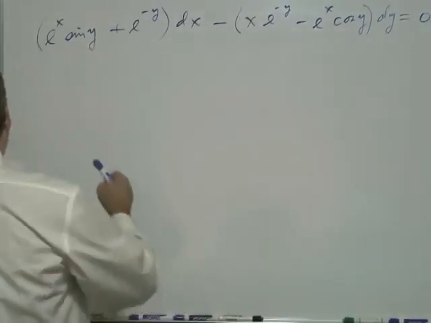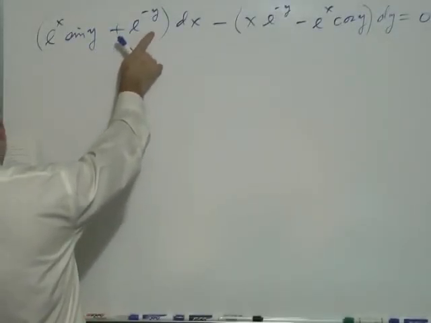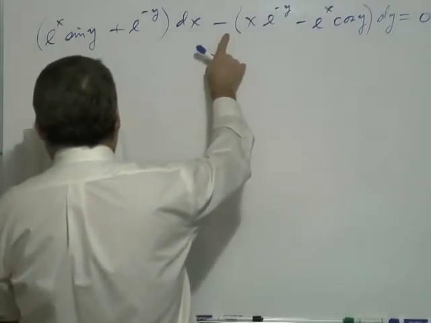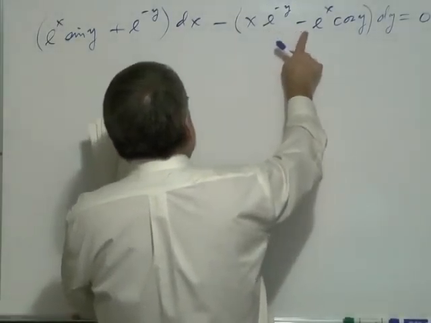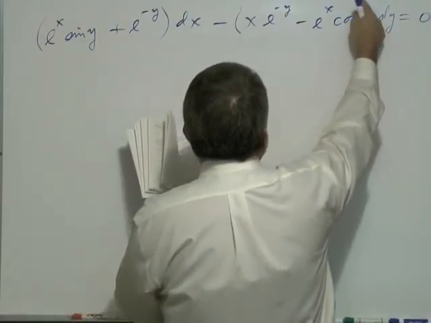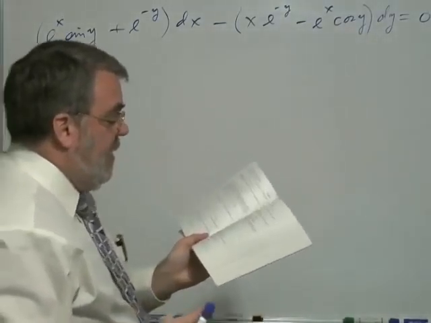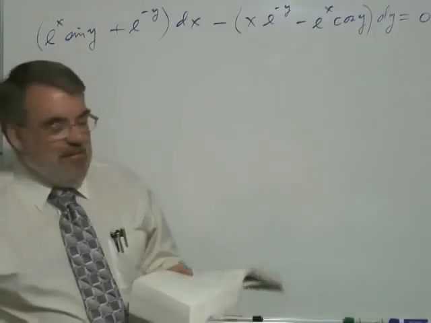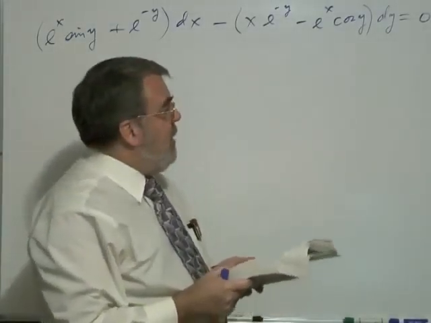It's (e^x sin y + e^(-y)) dx - (x e^(-y) - e^x cos y). They put dy here, but really dy belongs outside the parentheses, so there's the typographical error. It's the only error I've ever found in this book, which is pretty amazing. There's probably a few others, but they're not easy to locate.